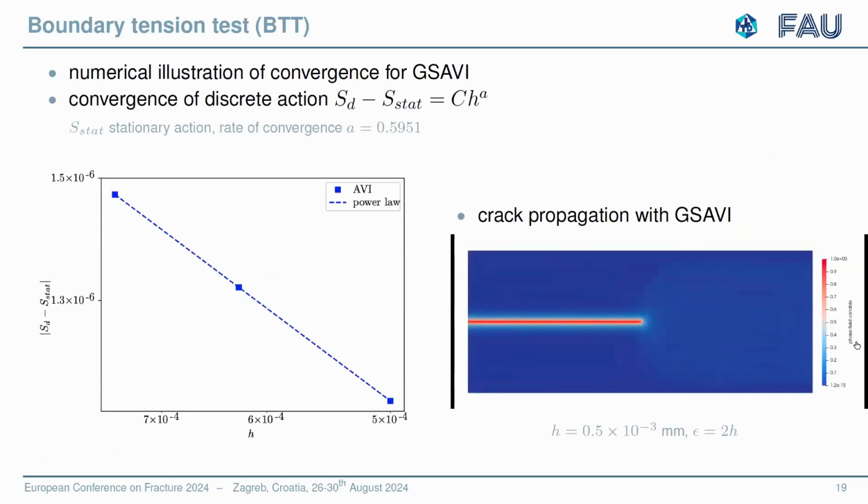We have also devised a convergence framework to study the convergence of GSAVI. So we derive a variational convergence framework. We study the convergence of discrete action and fit this into the power law shown here. After fitting this, we observe a convergence rate of 0.59. So we can say that the method has a sublinear convergence when spatial refinement is done.